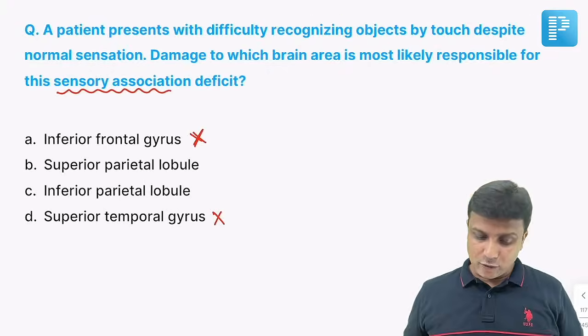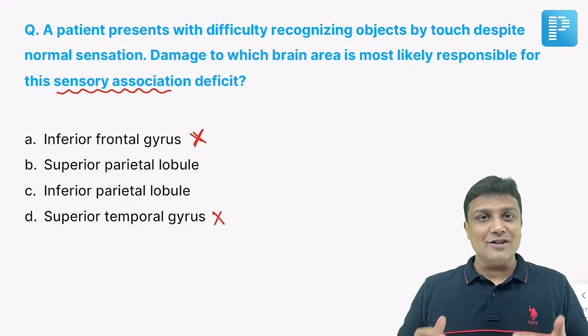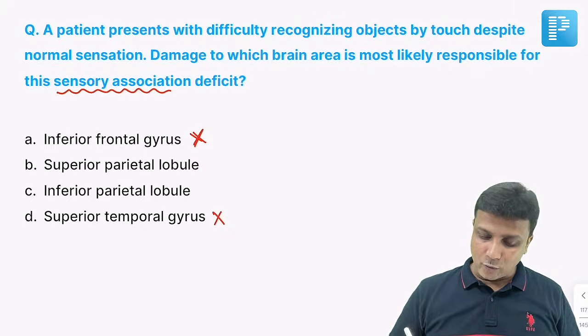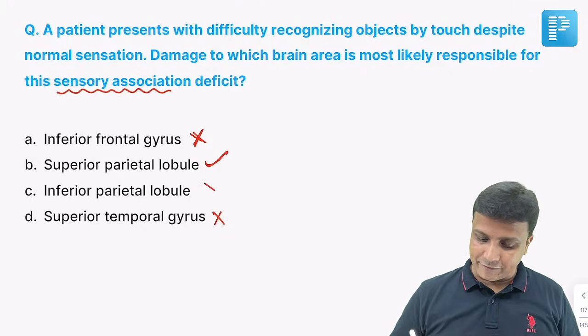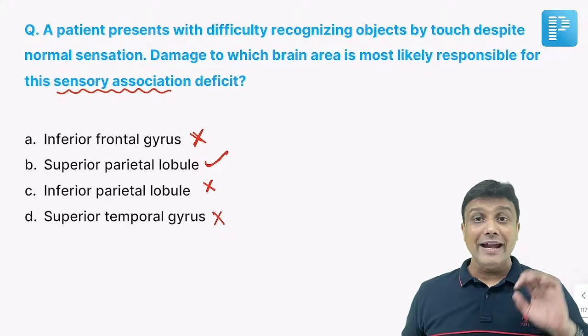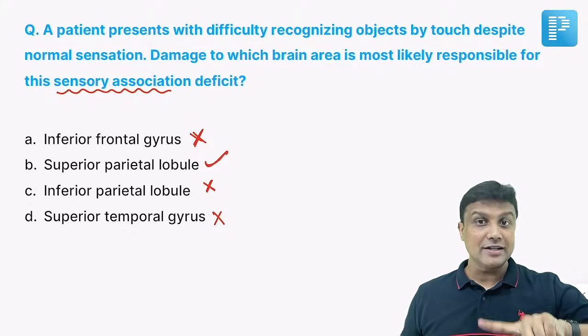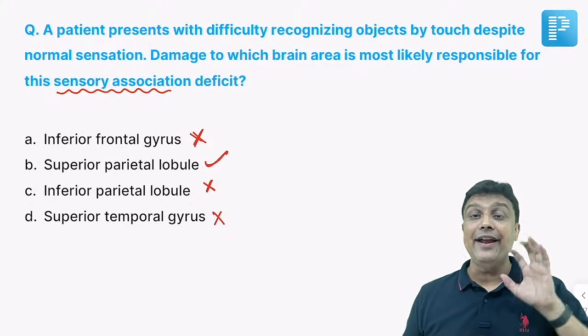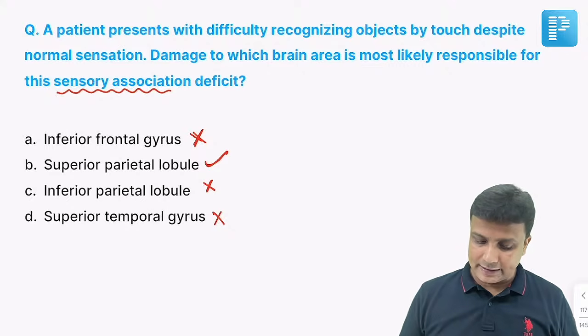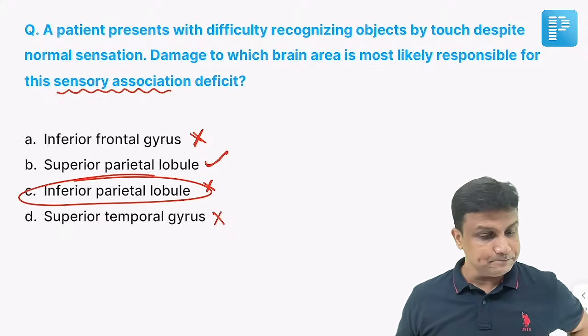Okay, so therefore, what is asked here? Sensory association deficit, that will be related with what? Superior parietal lobule, not the inferior parietal lobule, sir. Inferior parietal lobule is the one which is concerned with what here? It is concerned with hand and eye movement, sir. Inferior parietal lobule is concerned with hand and eye movement.